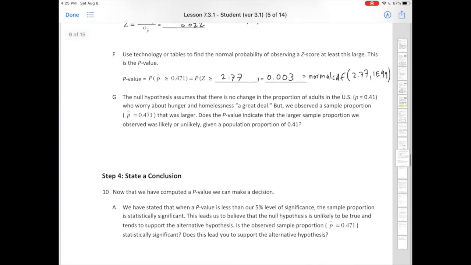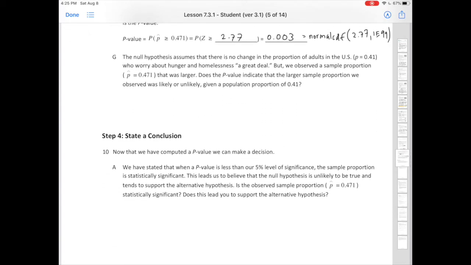Now let's read part G. It says, the null hypothesis assumes that there is no change in the proportion of adults in the US, p equals 0.41, who worry about hunger and homelessness a great deal. But we observed a sample proportion, p hat equals 0.471, that was larger. Does the p-value indicate that the larger sample proportion we observed was likely or unlikely given a population proportion of 0.41?